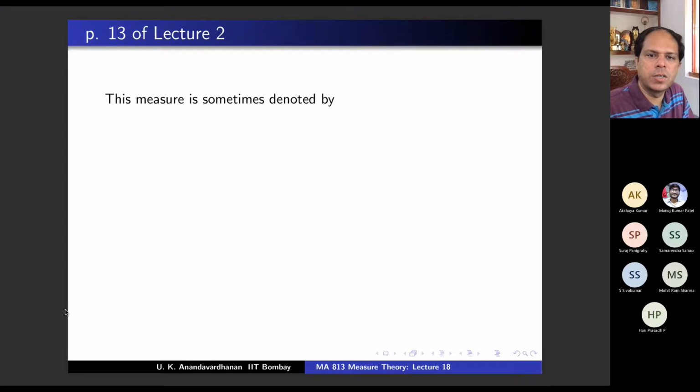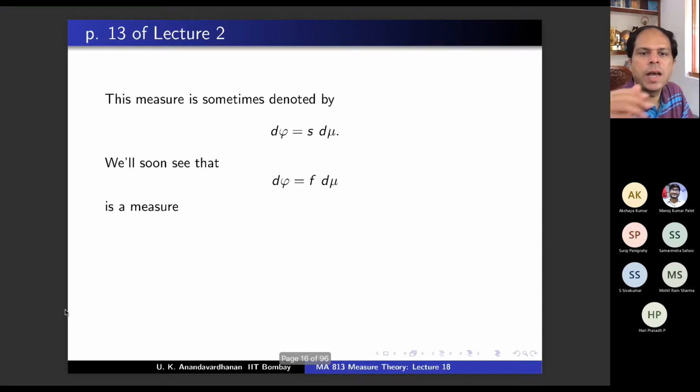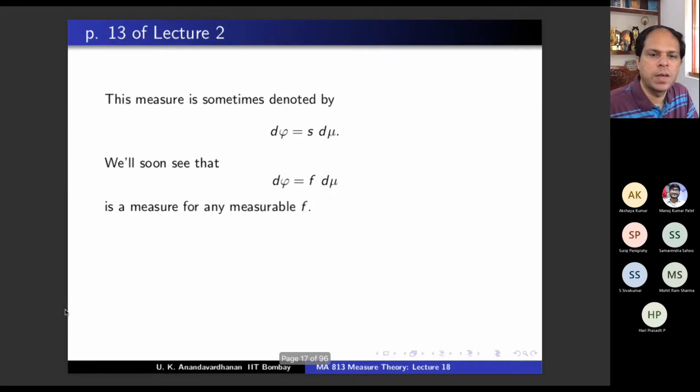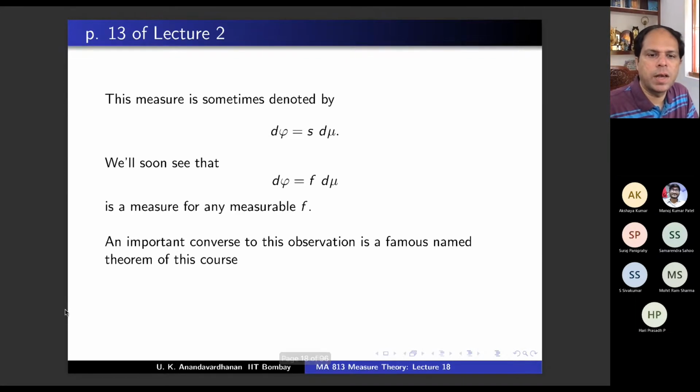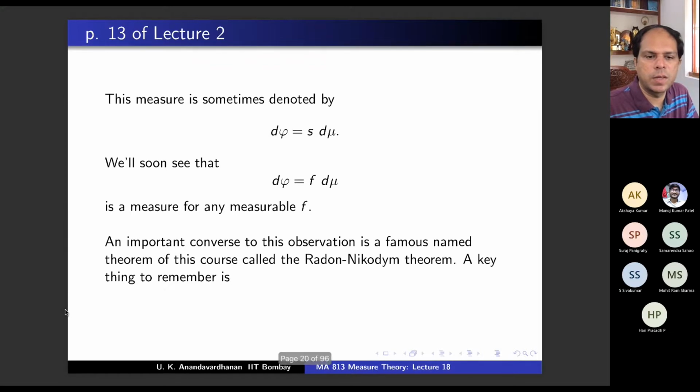And then this measure is denoted by, this is all recalling, d phi is s d mu. And we said that we will soon see that d phi is f d mu is a measure. What is the difference between s and f? s is simple and f is a non-negative measurable function. Any non-negative measurable function, right? So for any measurable f. And then we said that there's a converse which is called the Radon-Nikodym theorem.